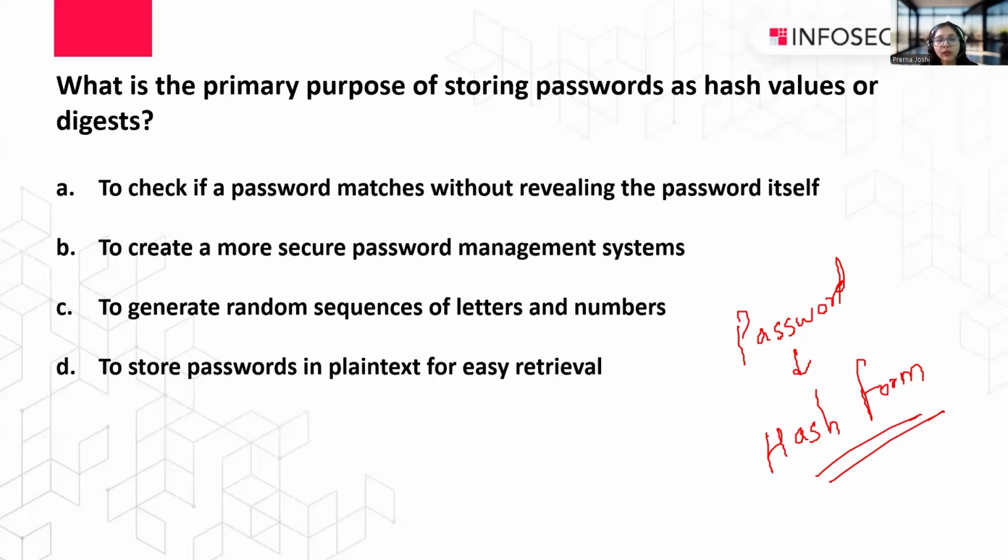Option A says to check if a password matches without revealing the password itself. Option B says to create a more secure password management system. Option C says to generate random sequence of letters and number. And option D is to store password in plain text for easy retrieval. So among these options, option B is the correct answer, because we want to create a more secure password and system management, right? So correct answer is option B here.